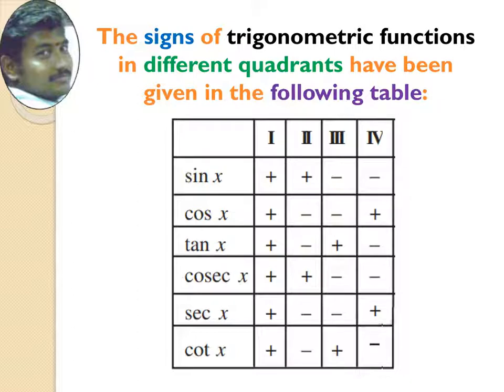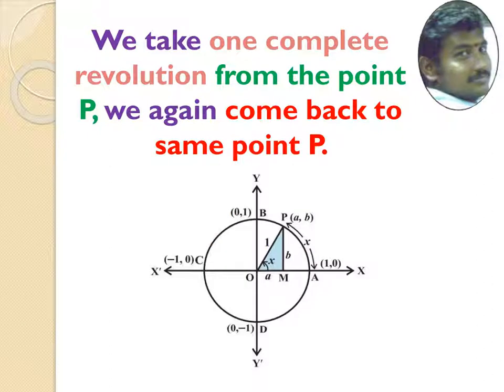So here we can see the quadrants. In the first quadrant, all values will be positive. In the second quadrant, sine and cosec will be positive, remaining negative. In the third quadrant, tan and cot will be positive, remaining negative. In the fourth quadrant, cos and secant will be positive, remaining negative.